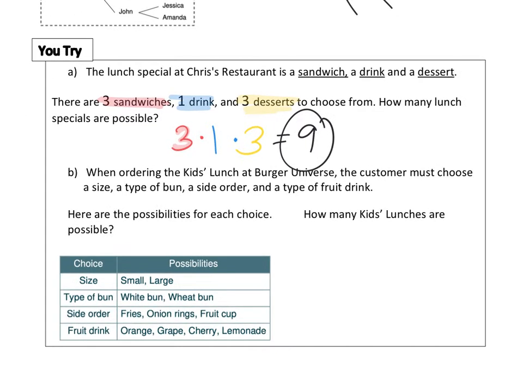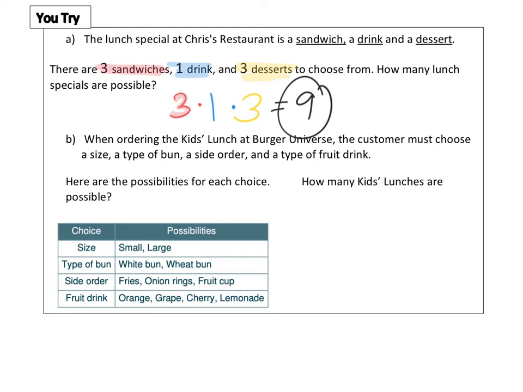And it says, when ordering the kids' lunch, this is how many there are. Now you're given a diagram, and you have to count how many choices there are for each of the options and then multiply them out. In the first one, for size, there are 2 choices, small or large. For the type of bun, there are also 2 choices, white or wheat. For the side order, there are 3 choices: fries, onion rings, or a fruit cup. And for the fruit drink, there are 4 choices: orange, grape, cherry, or lemonade.